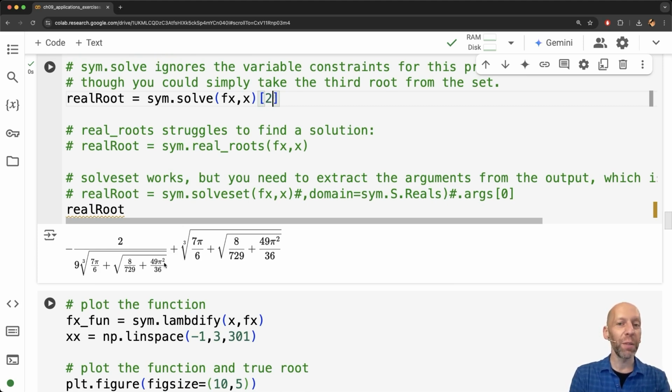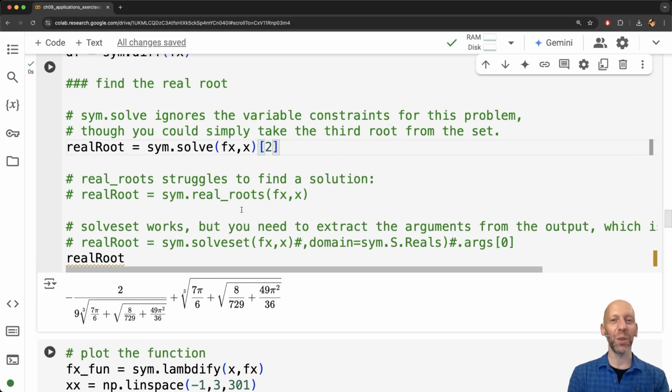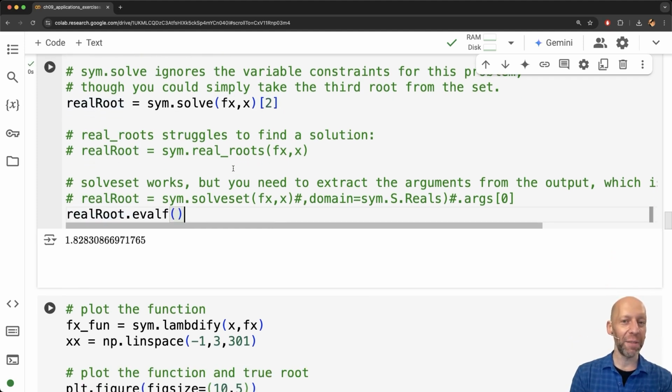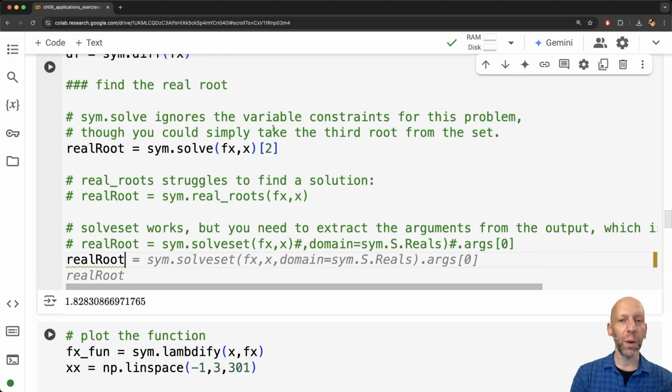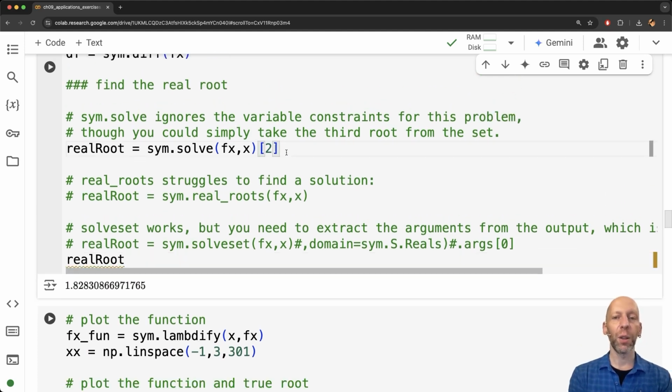This is a real valued solution. It is absolutely mind-bendingly crazy to have this cube root, the square root inside a cube root, and so on, but that is what the solution looks like. Okay, and if you want a number, you can write .evalf, and this is the numeric approximation of this number. Okay, so this is one way. You can just look through the set and pick out the one that has a real valued solution.